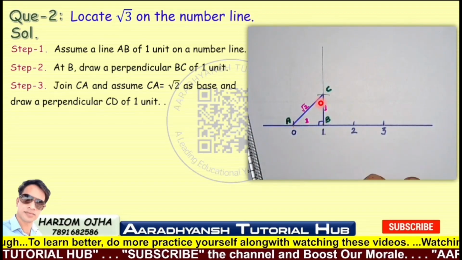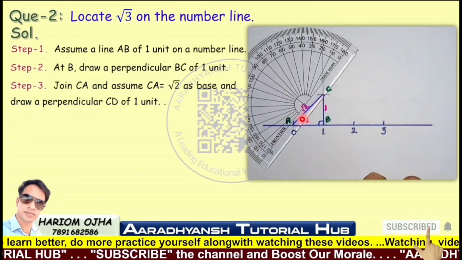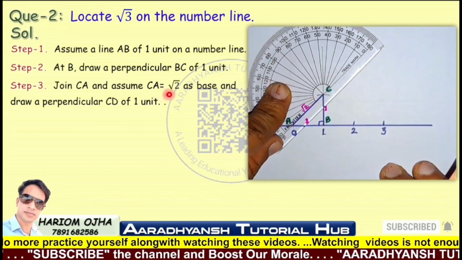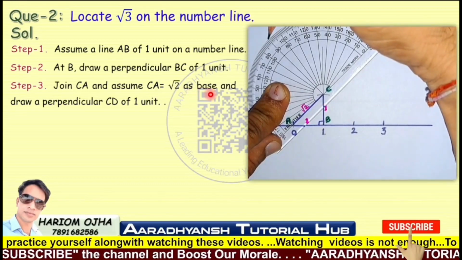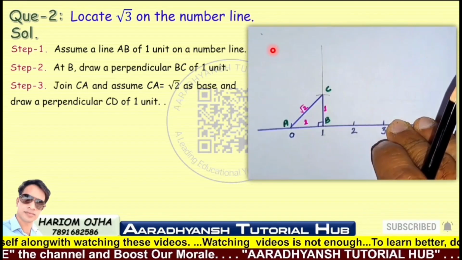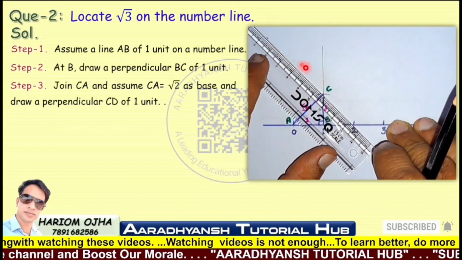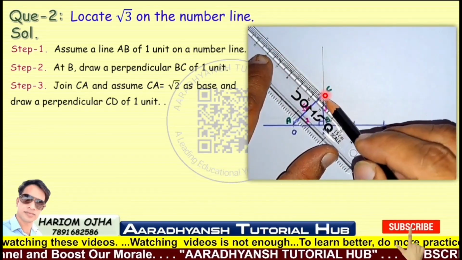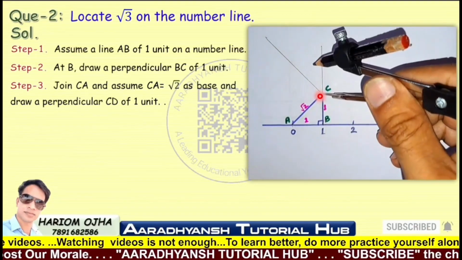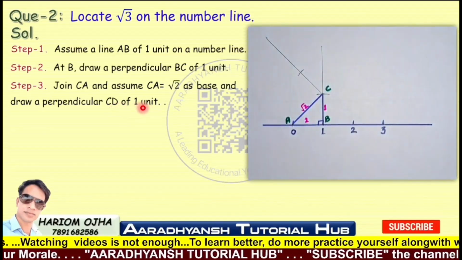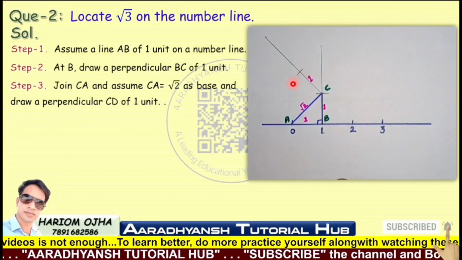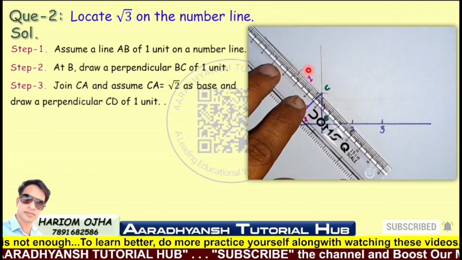Okay, so after that, when we got the square root, that is AC, here we assume CA as the base. Here this is the base, and we are going to again draw a perpendicular at the point C. And on this perpendicular we cut an arc of 1 unit, and we will get point D here.